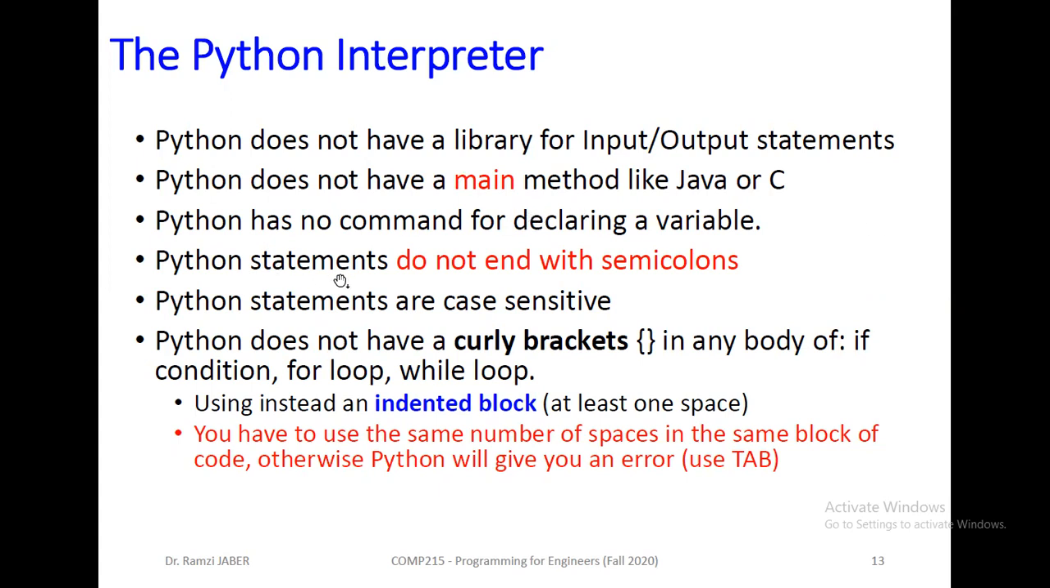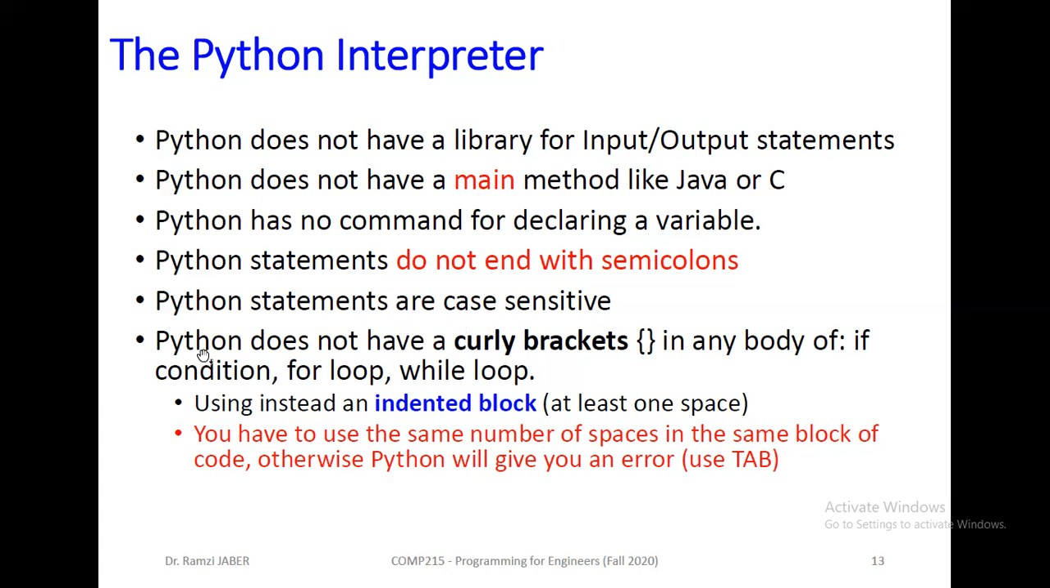Python statements do not end with semicolons like in C or Java. Every statement in C, printf, scanf, declaration, and statement, must have a semicolon. Semicolons in C or Java mean the end of a statement. In Python, they don't. Python is case sensitive like C or Java.